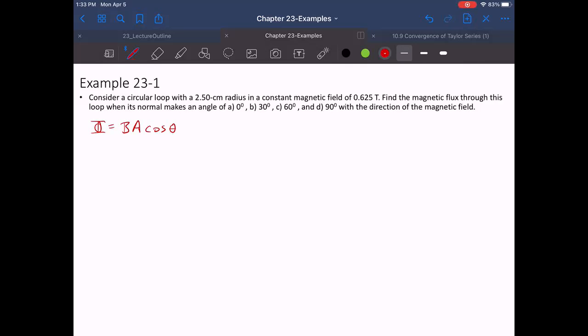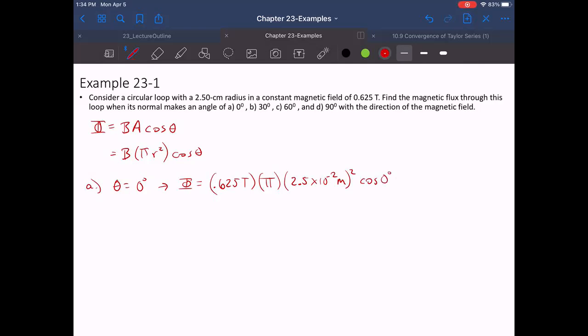We don't have an area there. We instead have a radius. So we can make a change here and make this B instead of A, it's pi r squared. So B pi r squared cosine theta. So if we look at part A, we want theta equals 0 degrees. And so flux is going to equal B, 0.625 Tesla times pi times 2.5 times 10 to the negative 2 meters squared times the cosine of 0 degrees.